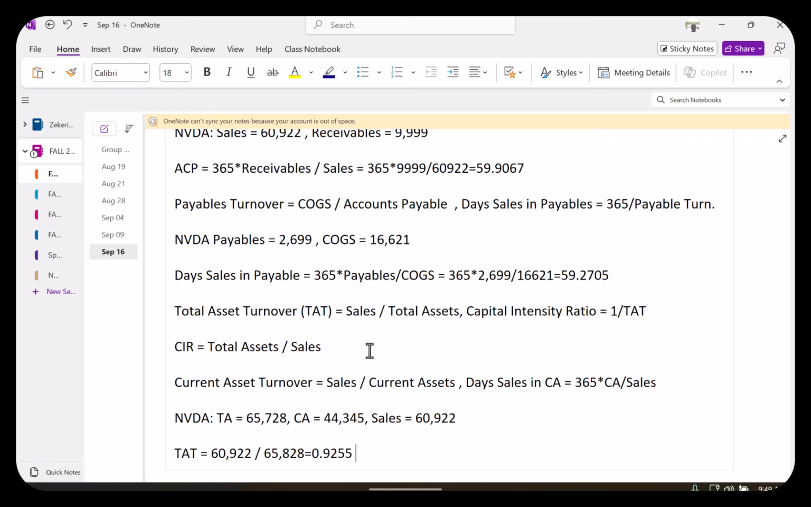So it's about 0.92. NVIDIA needs, at least in terms of book value, $92 worth of assets to generate $100 of sales. Or let's calculate days sales in current assets. That's 265.